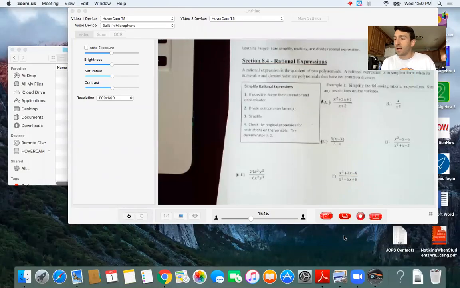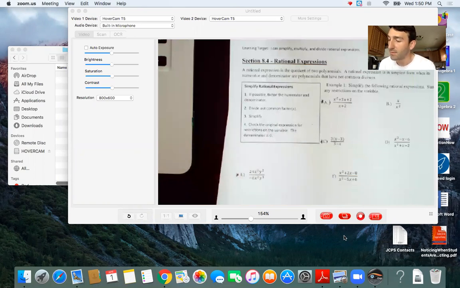So this will be, like I said, section 8-4, titled Rational Expressions. Learning target: I can simplify, multiply, and divide rational expressions. And then there's a definition for what a rational expression is. I'm going to focus more on the rules here, what we need to do, the steps we need to follow.